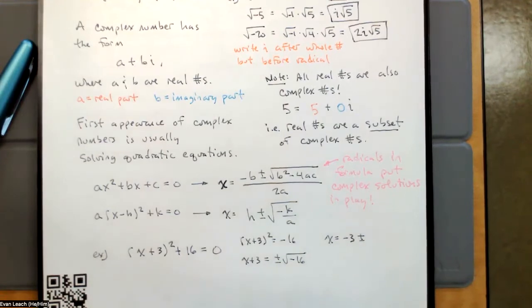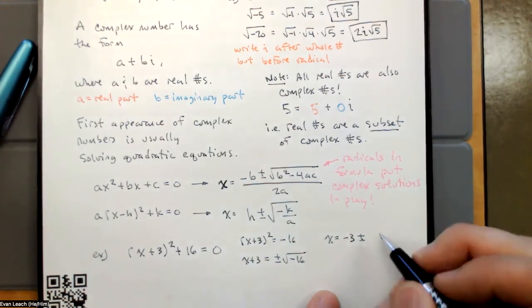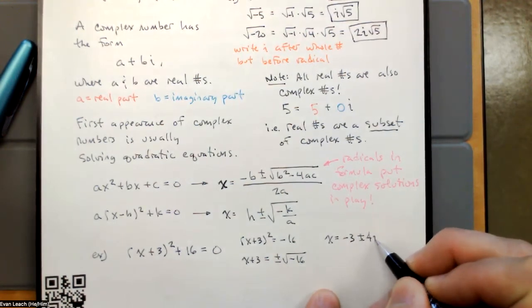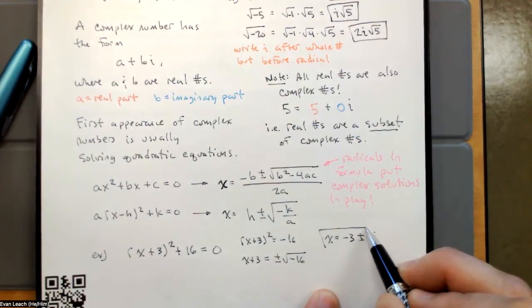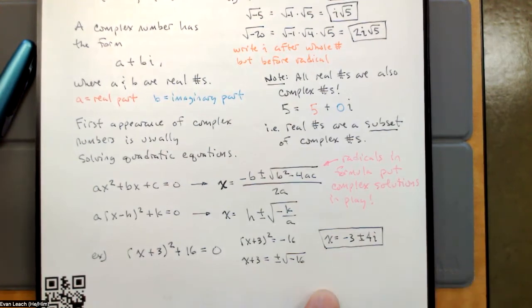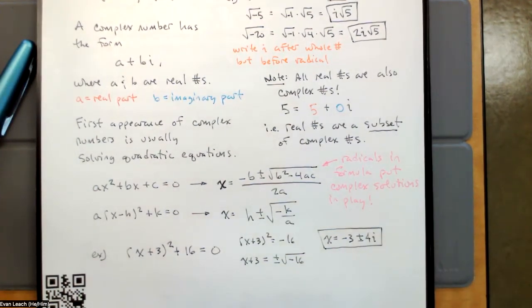We would simplify the square root of negative 16. The square root of 16 is 4. The square root of negative 1 is i. So I'll write the whole number 4 and then the i. So negative 3 plus or minus 4i. Any questions?